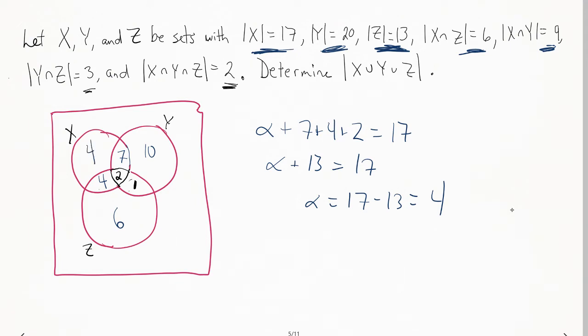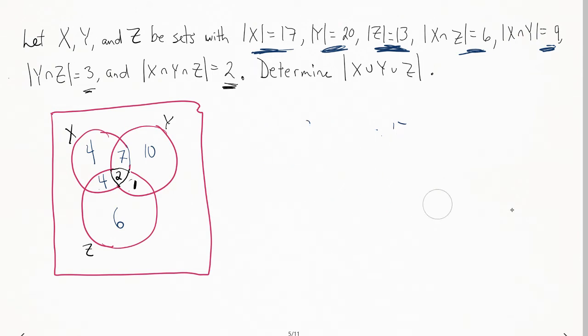So notice, if we could reword this now. We have the number of elements appearing in x only is 4. The number of elements appearing in x and y is 7. The number of elements in x, y, and z is 2. The number of elements in x and z is 4. The number of elements in y only would be 10. So notice there are different ways I word this.